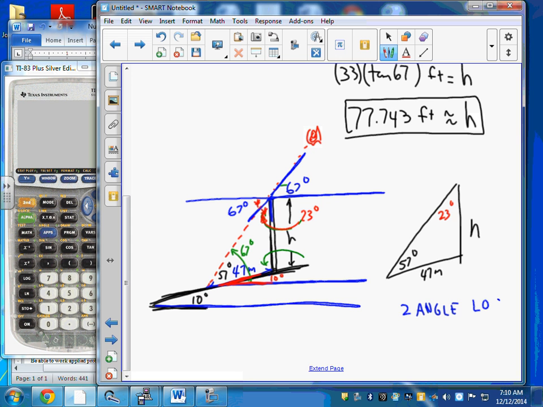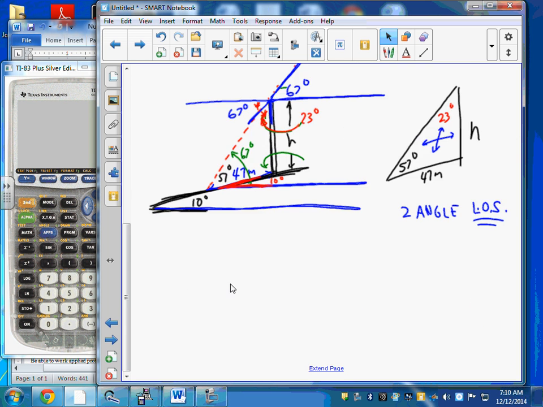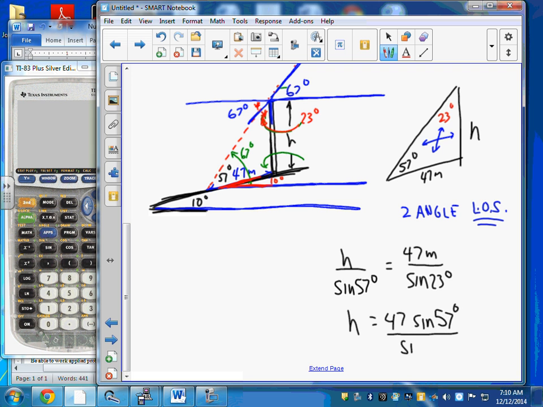Law of sines. Notice that 23 degrees is opposite the 47 meters, and H is opposite the 57 degrees. So we're going to write down our law of sines. H divided by the sine of 57 degrees is the same as 47 meters divided by the sine of 23 degrees, and just solve for H. H is 47 times the sine of 57 degrees divided by the sine of 23 degrees. And again, the units will be meters.